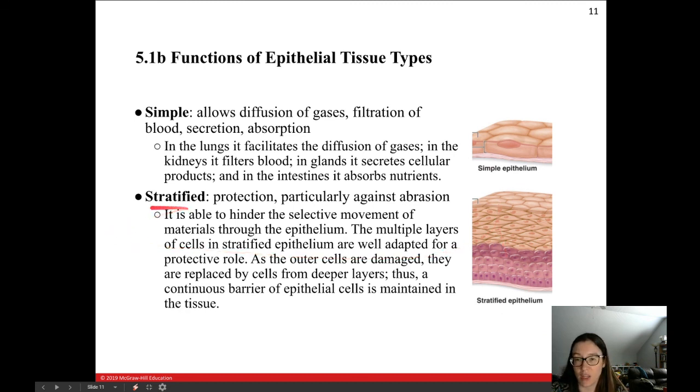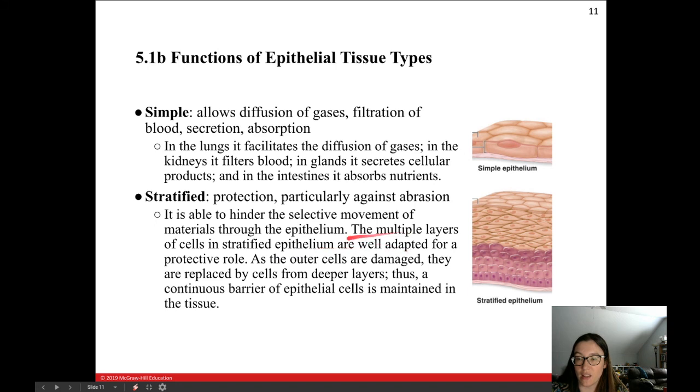The other thing is that because it has so many layers, it's able to hinder the movement of materials through the epithelium. We said that with the simple layer, it's really easy to move things through, so that's why it's suited for diffusion. If we have a lot of layers, it's not as easy, and so it's good in some areas where we don't want diffusion of things to happen. We can have these thicker epithelium.